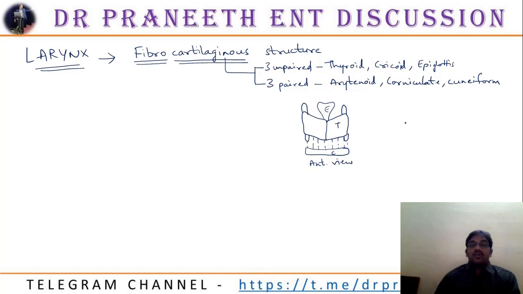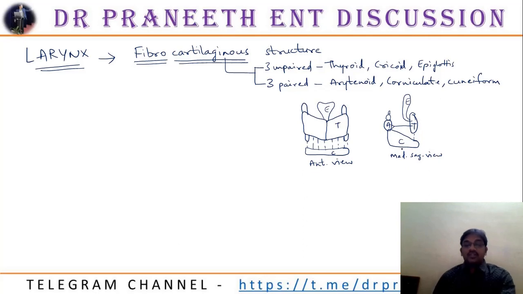If you take the median sagittal view, you will have the thyroid like this, the cricoid running like this, and you have your arytenoids posteriorly lying over the superior surface of the cricoid. From here, the vocal cord will be coming and attaching to the thyroid. From the back side of the thyroid, your epiglottis will arise like this. Over the arytenoid lie your corniculate and cuneiform complex. Here you will have your cricothyroid membrane. So this is the median sagittal view.